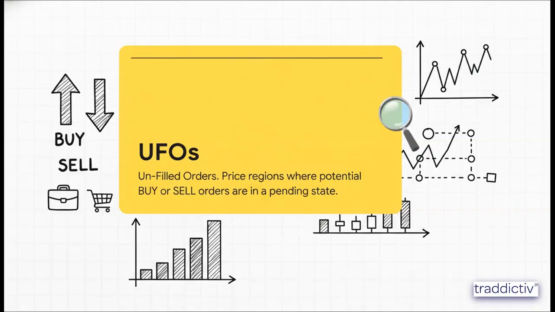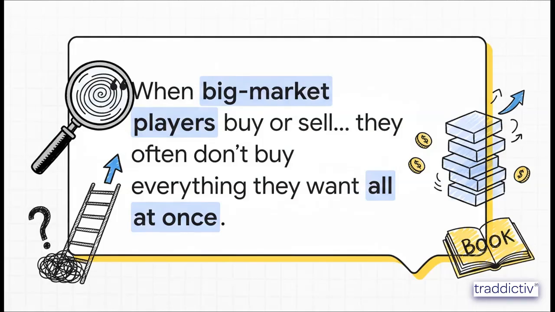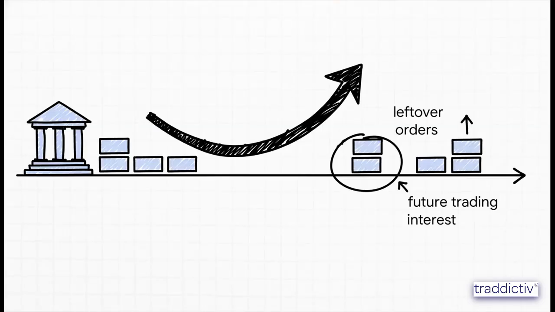Now, UFO just stands for Unfilled Orders. Think of them as leftover buy or sell orders. See, when the big institutions make a move, they don't always get their entire order filled at once. And those leftover orders create these potential price zones for future trades.